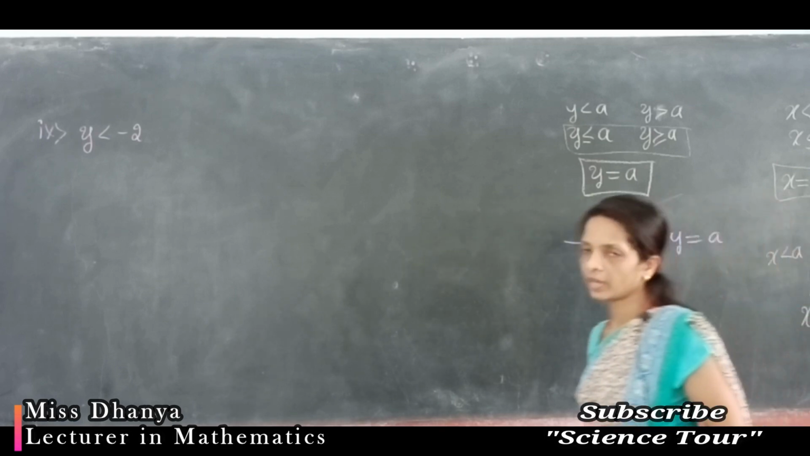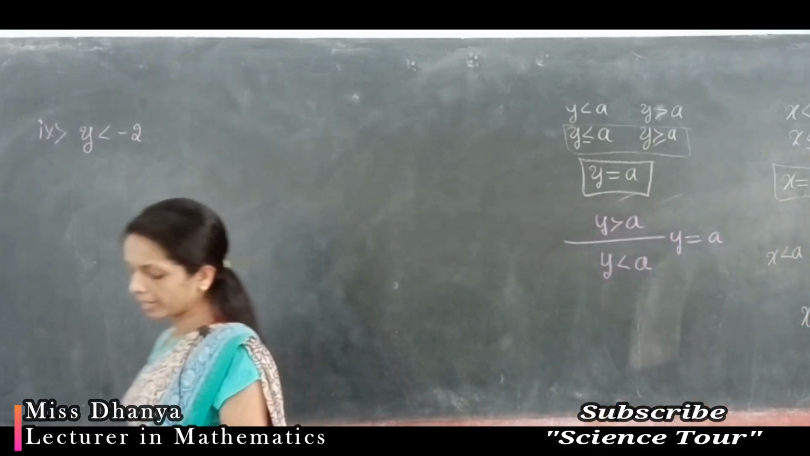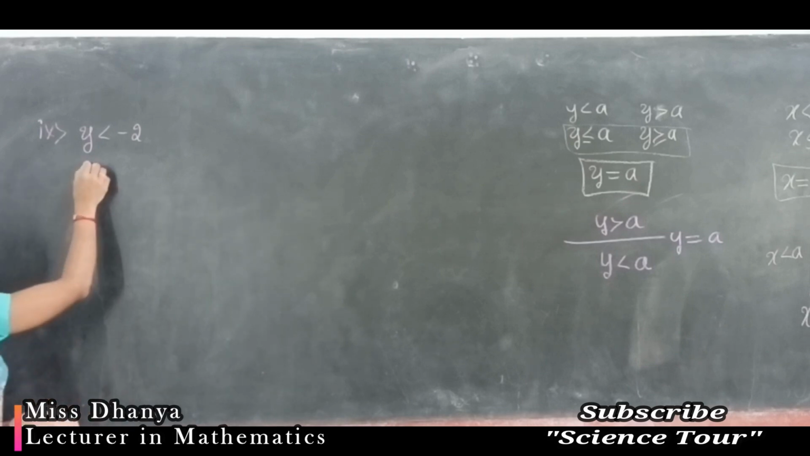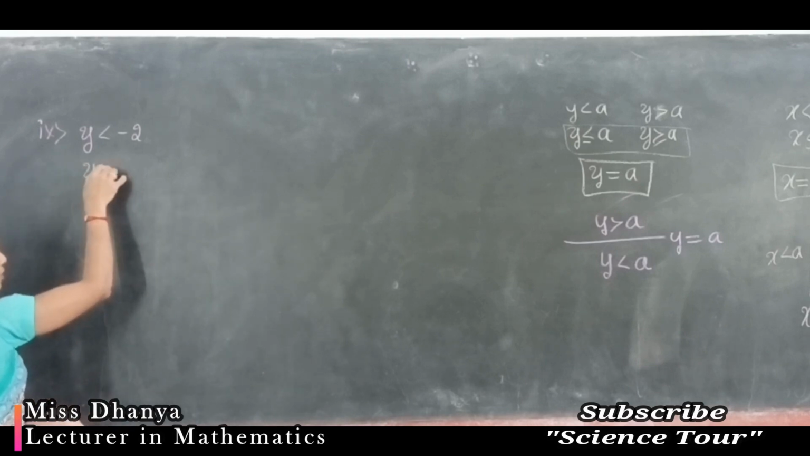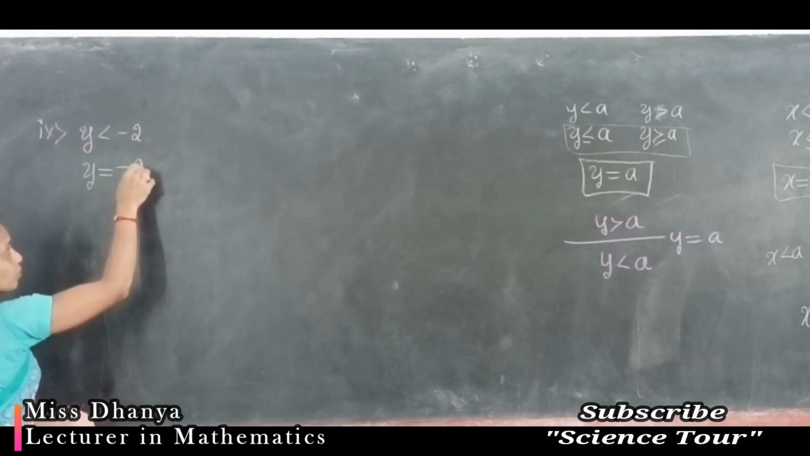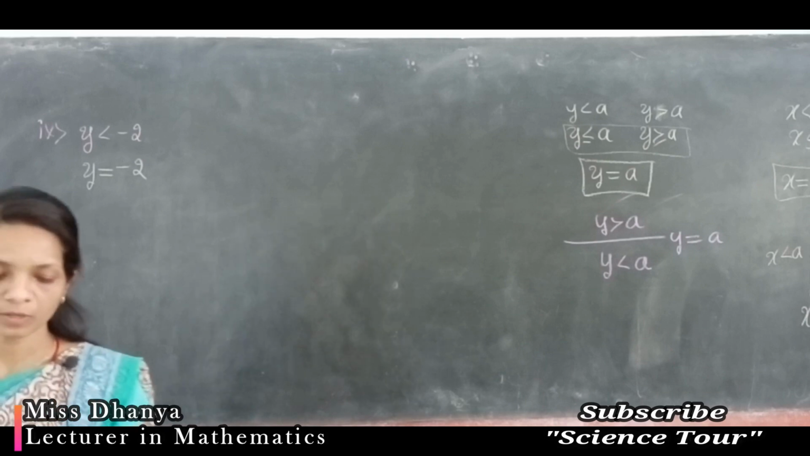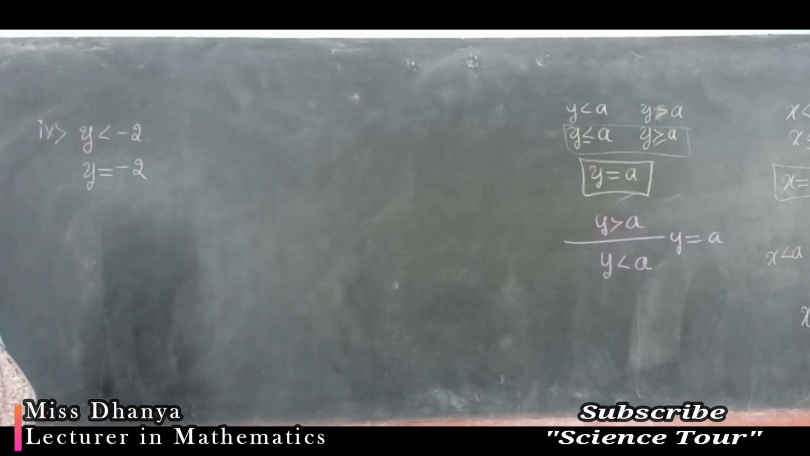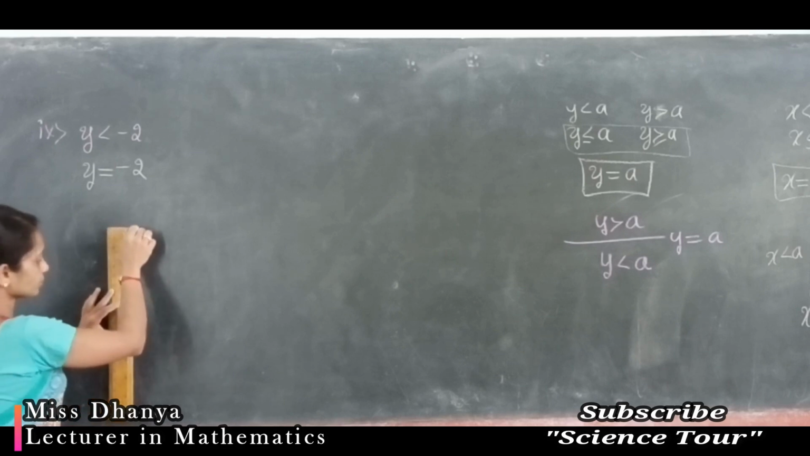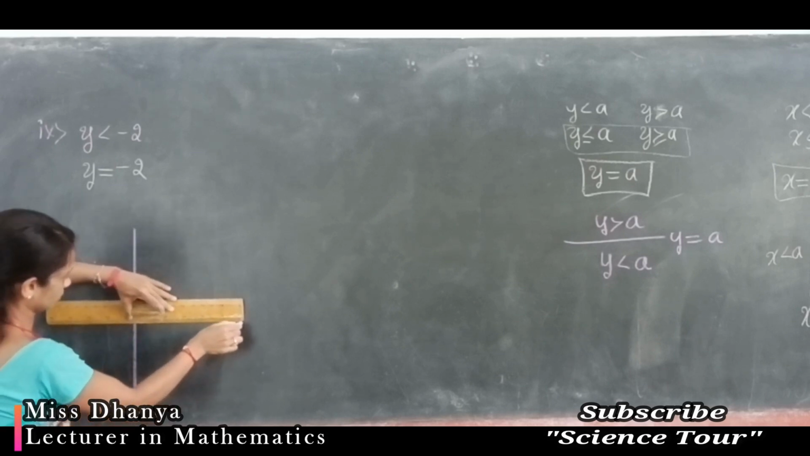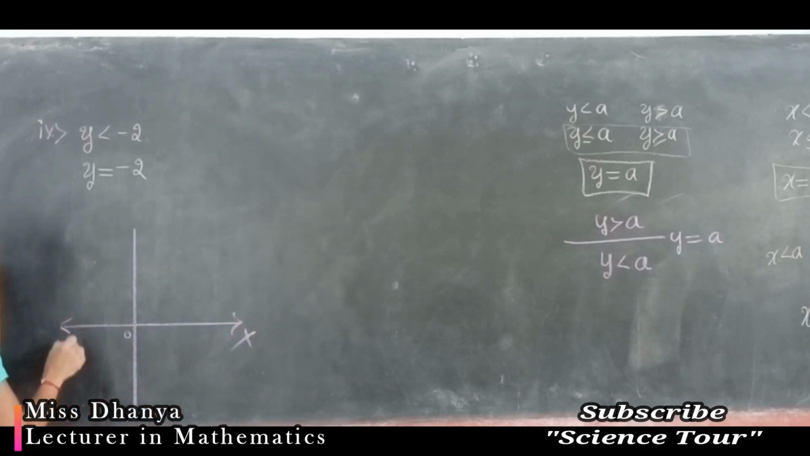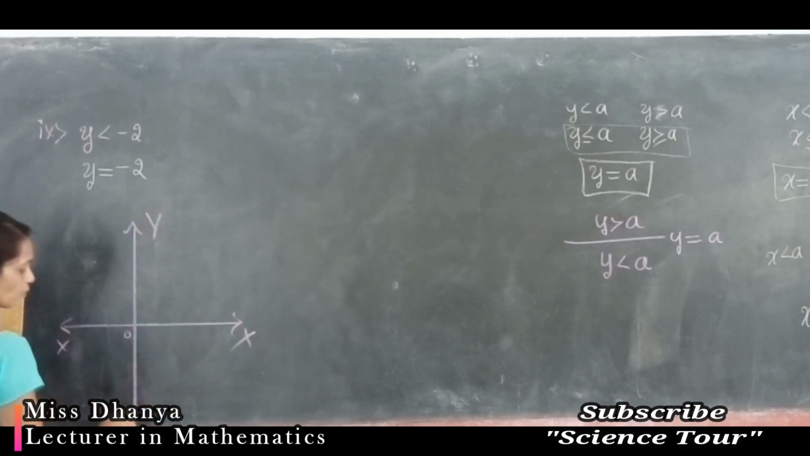Now we have y less than minus 2. If you remove the inequality symbol and replace it by the equal to symbol, you will get y is equal to minus 2, and y equal to some number is always a horizontal line. You have to draw the Cartesian plane. Draw X'OX and YOY'.